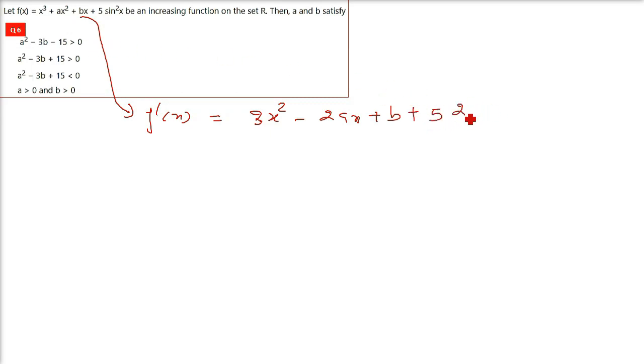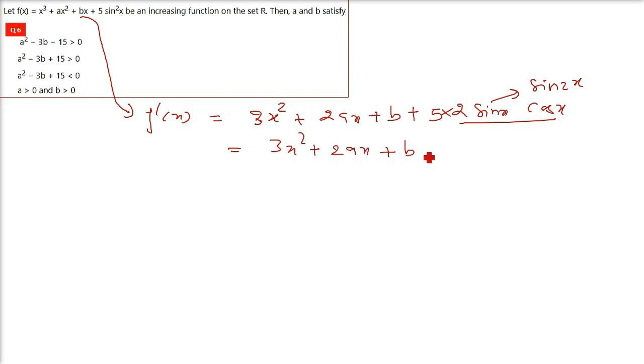sin²x is 2 sin x, then differentiation of sin x is going to be cos x. So we have this 2 sin x cos x, which can be written as sin 2x. What do we get? 3x². This is plus. So why did I write negative? It's a slight mistake. I'm making it plus. Plus 2ax. Plus b. Now this is going to be plus 5 sin 2x. I'll just write it as sin 2x. It has to be greater than 0.